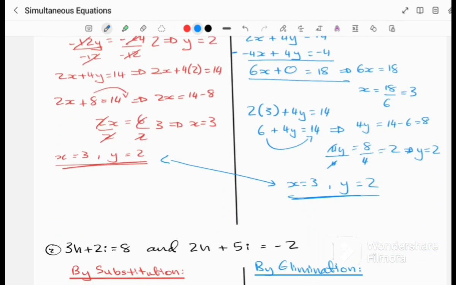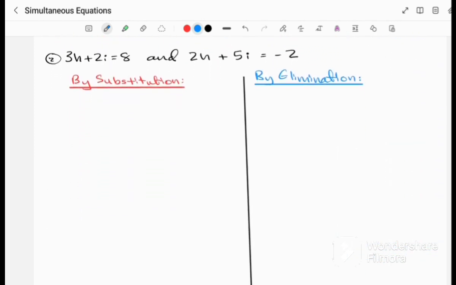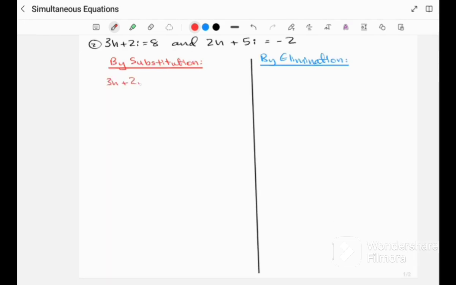Let's look at another example. Here we have 3h plus 2i is equal to 8 and 2h plus 5i is equal to negative 2. Go ahead and pause the video, try and attempt the question yourself. I'm going to go ahead and dive right into the solution. Let's look at the substitution method first. We have 3h plus 2i is equal to 8, which is our first equation. And 2h plus 5i is equal to negative 2, which is our second equation.